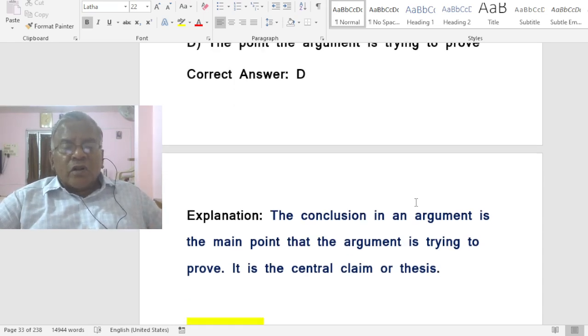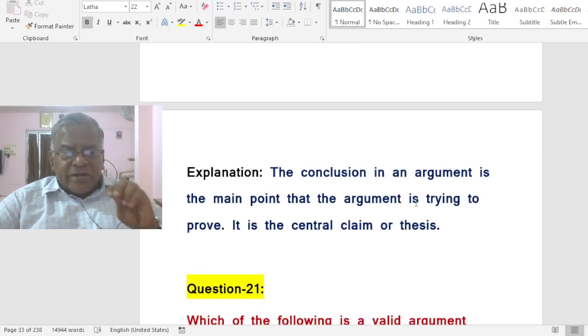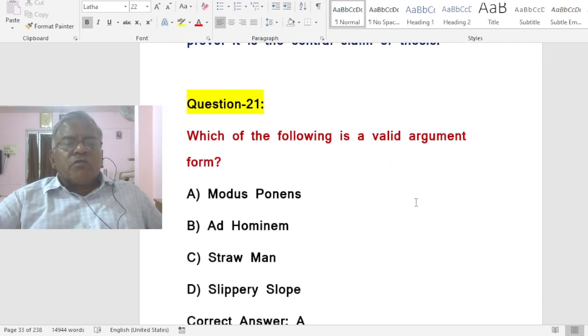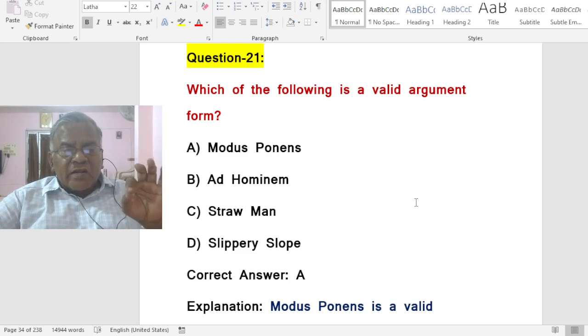The conclusion in an argument is the main point that the argument is trying to prove. It is the central claim or thesis. Which of the following is a valid argument form? Modus ponens is another type of argument. Ad hominem, straw man, slippery slope, the fallacies, everything is here.